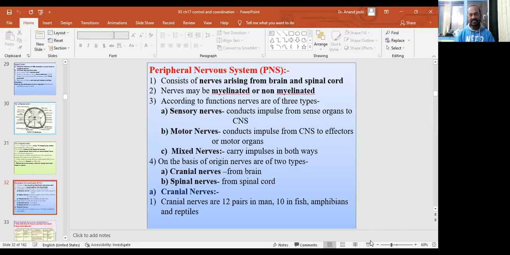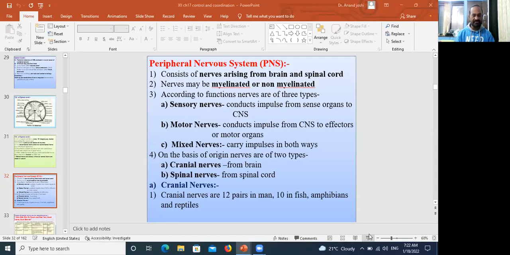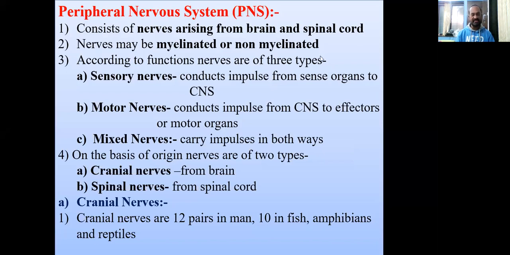Okay, now once we understood that, the second part is the definition of PNS, the peripheral nervous system. Obviously, these are the nerves that are arising from the brain and spinal cord, that is, the central nervous system. The nerves that are arising from brain and spinal cord, we call them the peripheral nervous system. So automatically, the peripheral nervous system we can divide straight away. One is arising from the brain. When they are arising from the brain, we call them cranial nerves. And when they are arising from the spinal cord, we call them spinal nerves.